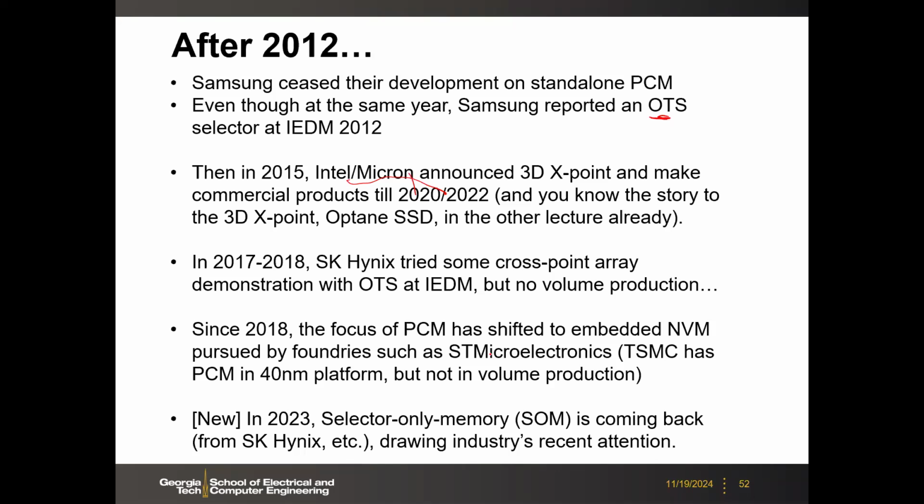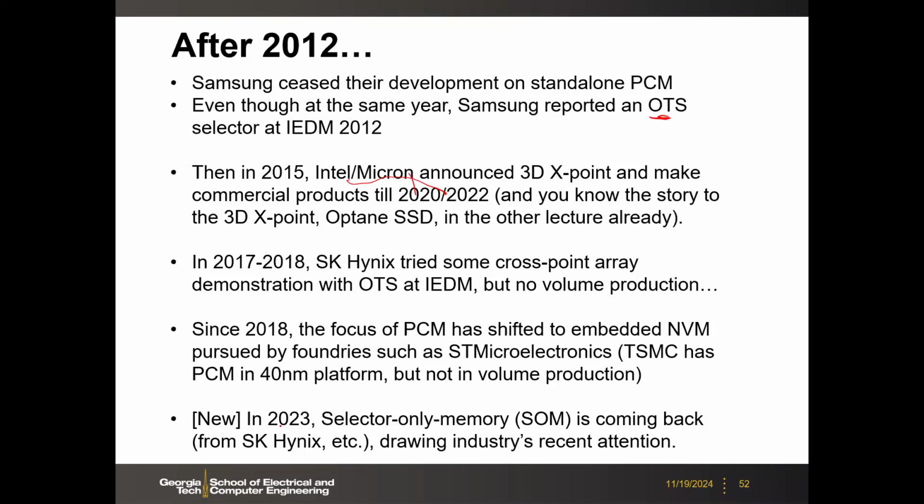But R1 took off, phase change is still on the table. Okay. So what is new here? This is new. In 23, just last year, 1 or 2 years ago, there's a renaissance of the phase change memory. So the selector-only memory is coming back and reported by SK Hynix. And this year, I think Samsung also has a paper at IEDM. So this draws industry's recent attention again.